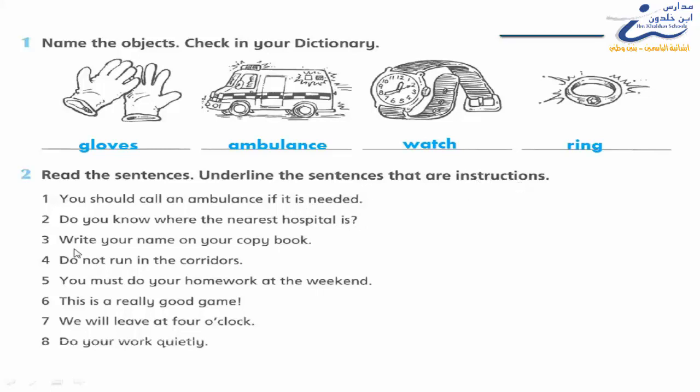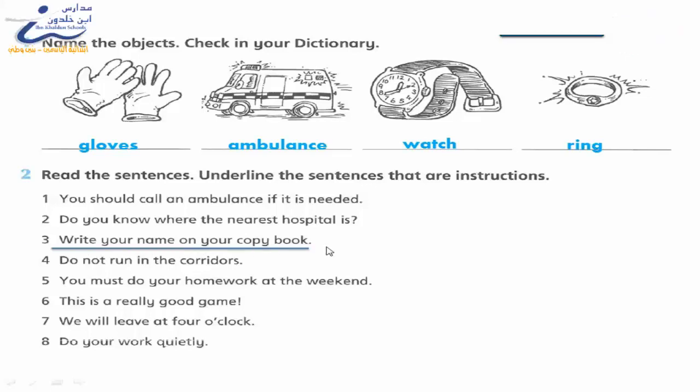Number 3. Write your name on your copybook. Write your name. So number 3 is instruction. 4. Do not run in the corridors. Exactly.